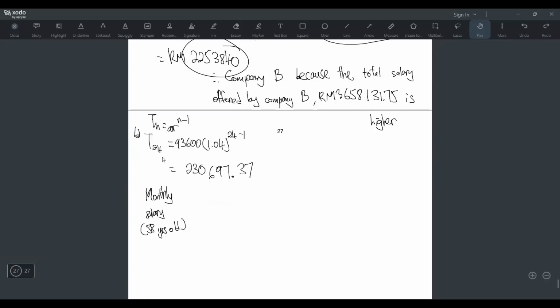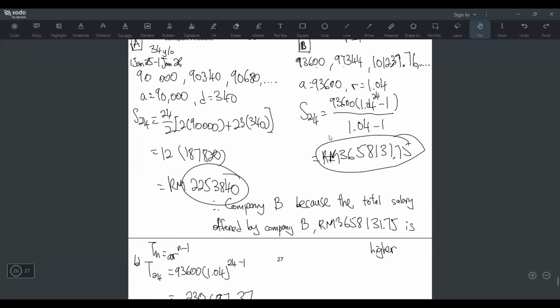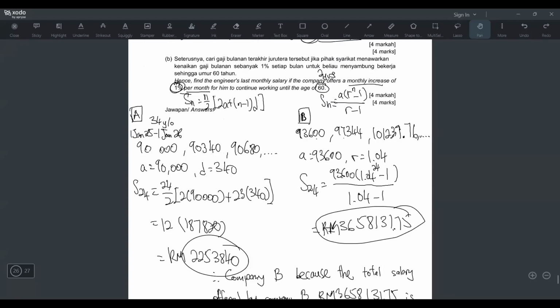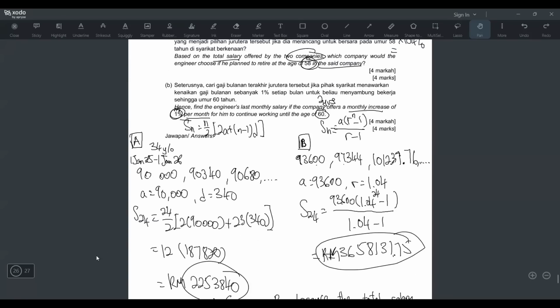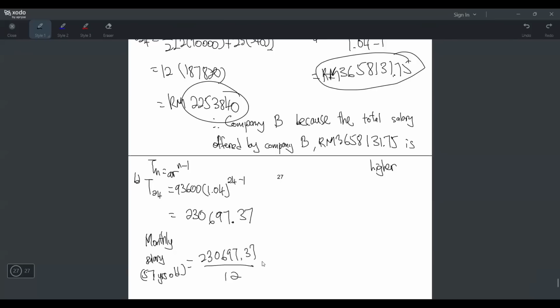It means this is, wait, actually it's not 58, right? It should be 57 actually. Yeah, 57, right? Because this amount is included in the S24. It means this is the last year he worked, the yearly salary. So sorry, this is 57. Yeah, because he retired at age 58, right? So this is the last year, so this should be the monthly salary for 57, which would be 230,697.37 divided by 12 like this. This is right now. So let me use the answer button, divide by 12.